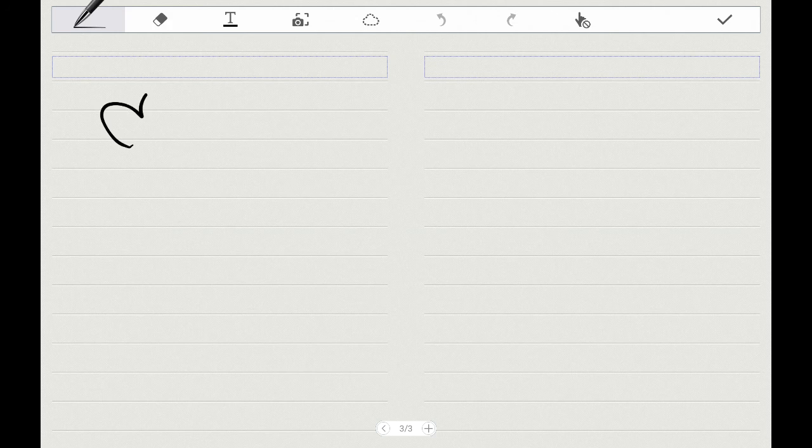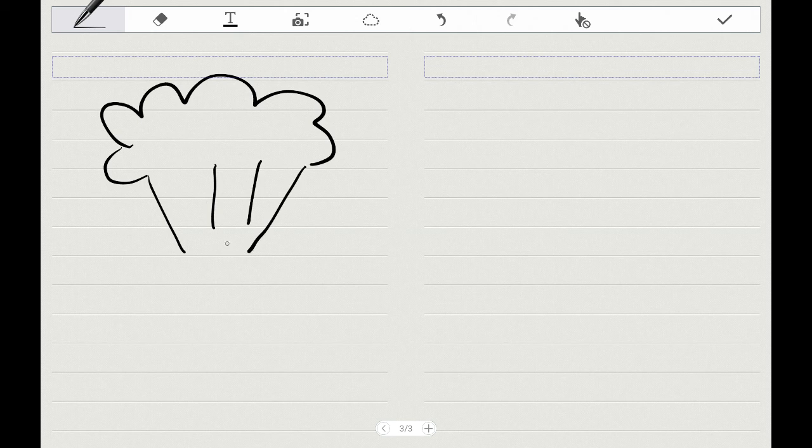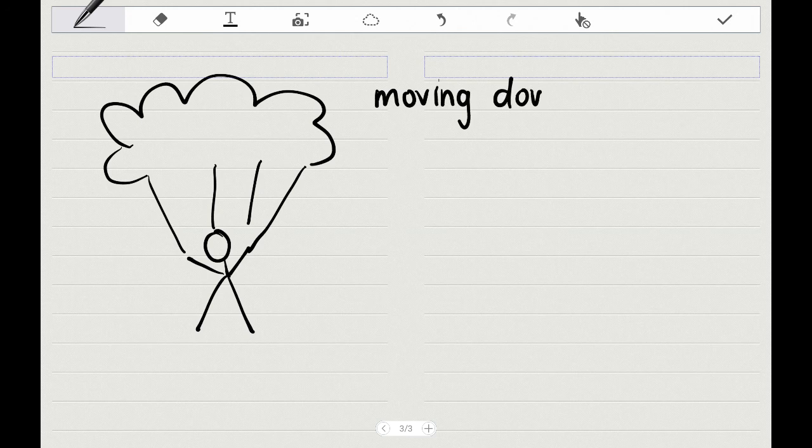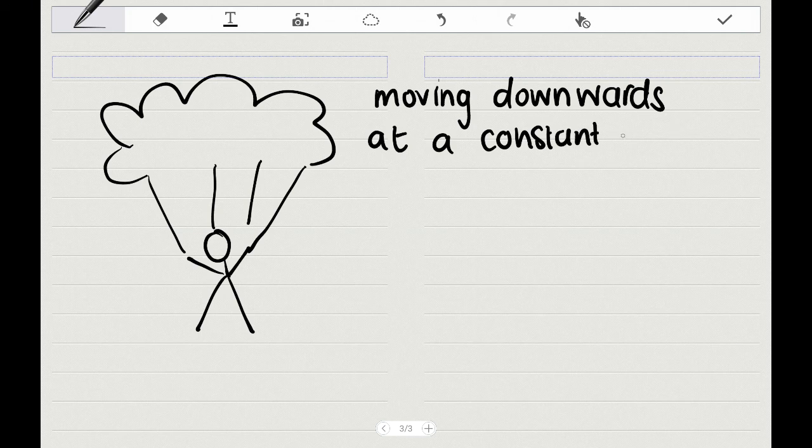So let's just say we've got this guy on a parachute. Okay, my drawing skills are not excellent, but he's moving down at a constant velocity. All together, him and his parachute have a mass of 65 kilograms.